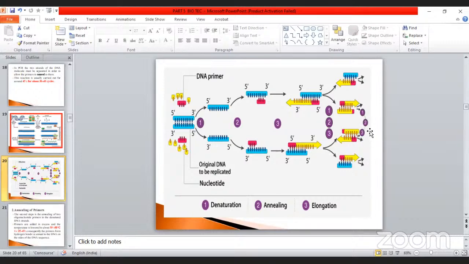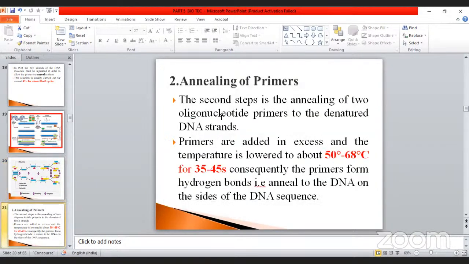Again and again it is repeated, and the process is continuous. The first stage is called denaturation, and then the annealing process. Adding a primer is called the annealing process. Then elongation. What is the meaning of elongation? It produces a number of copies. Okay, so after finishing the cycles, it will take some more time. See the next one.